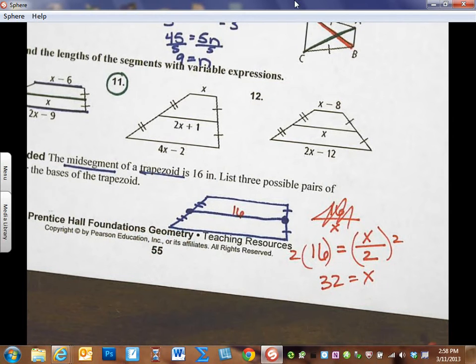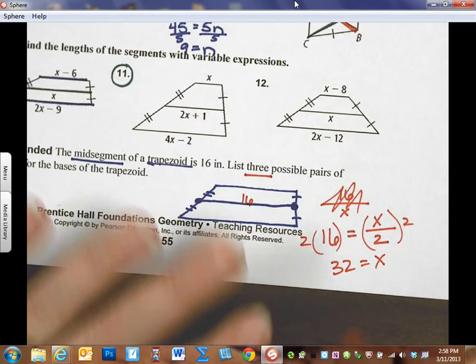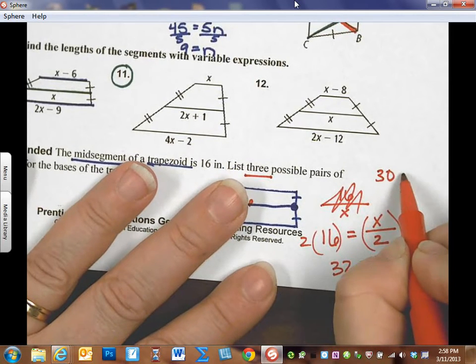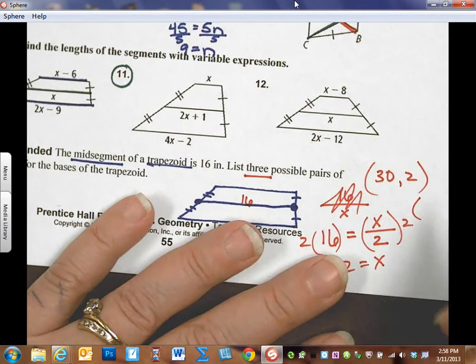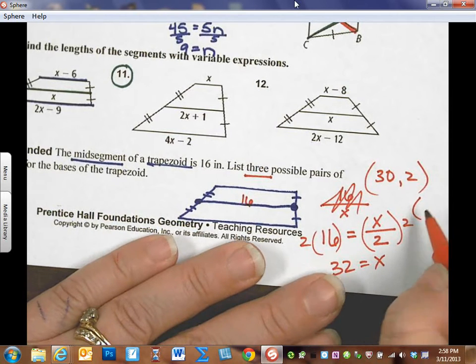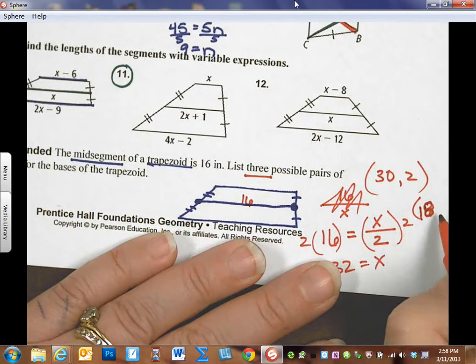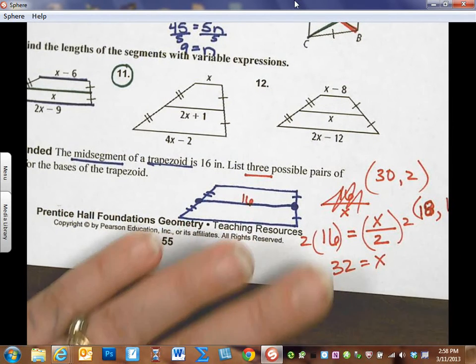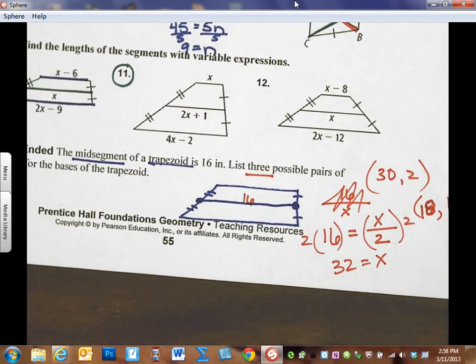So what are 2 numbers that add up to 32? Well, we could have a side that was 30 and a side that was 2. That would be one set. What about another? We could have 18 and 14. Wouldn't that be 32? Can you think of another one on your own? Think of 2 numbers that add up to 32, and that would be your choice.